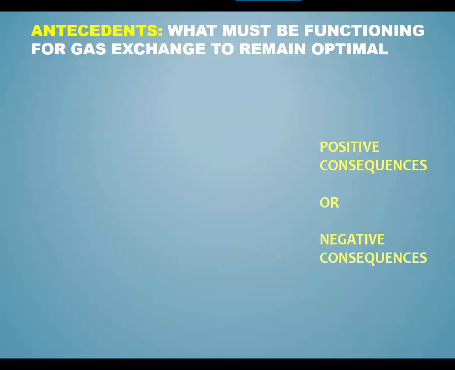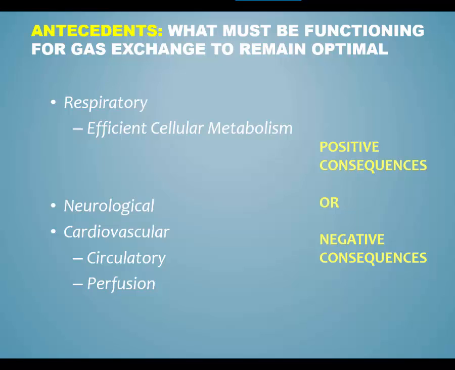The antecedents include the systems that need to remain functional for optimal gas exchange to occur. This includes obviously the respiratory system, but also the neurological and cardiovascular systems. If these are functional, the patient will have positive consequences, and if not, then negative consequences.